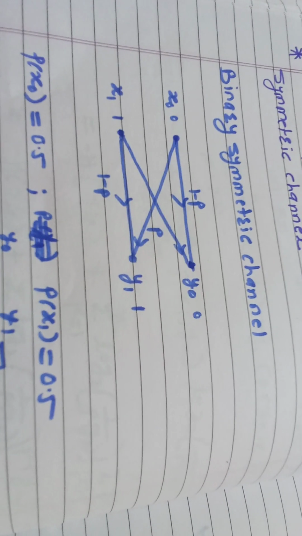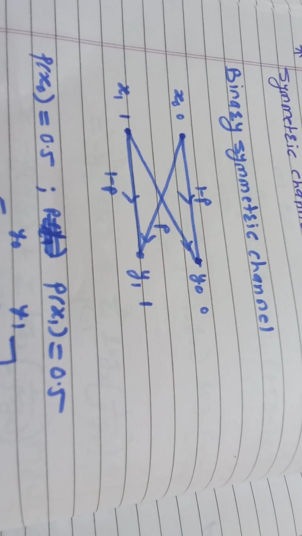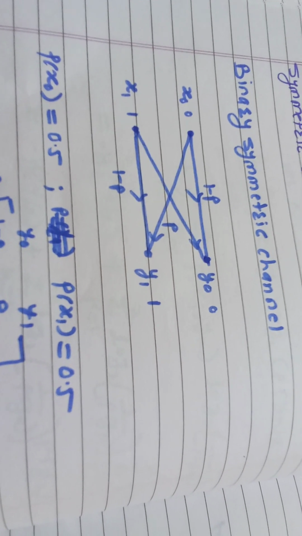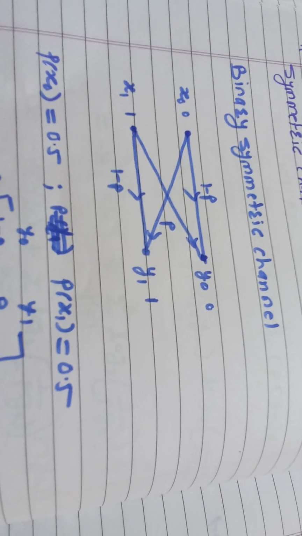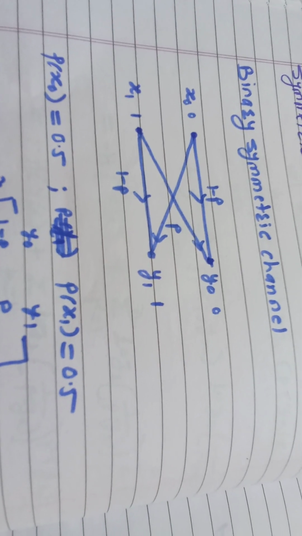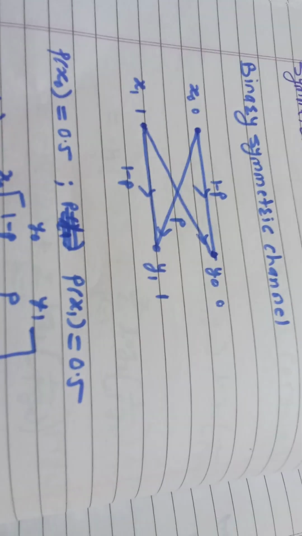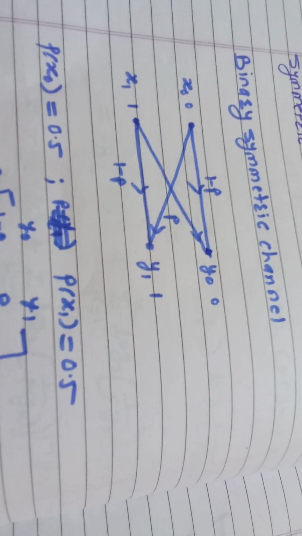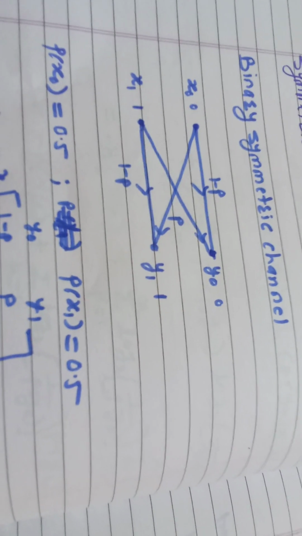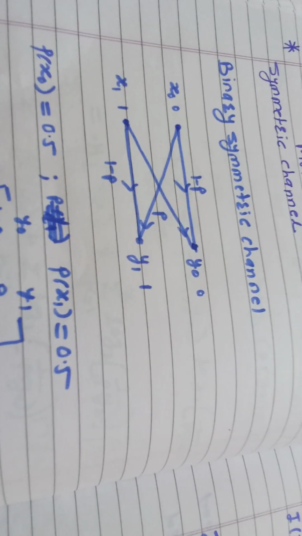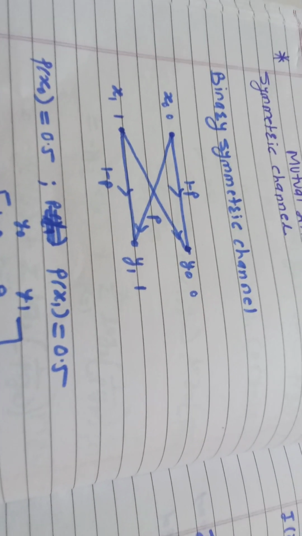Let us see in this video how the mutual information is used to say something about the channel. That means it is used to say whether the channel is noiseless or it introduces noise in the input bit, that we can comment on with the help of mutual information. So this is the binary symmetric channel.